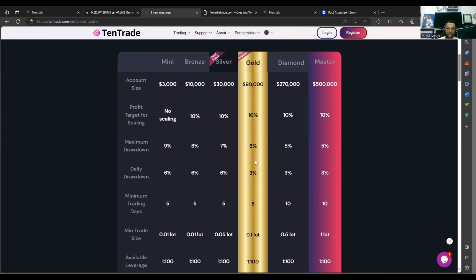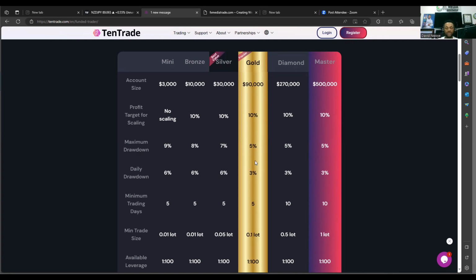And never forget this: once you make profit from your real funded account, you can actually move your money into your normal funding account, then you trade normally in that place. So you can have multiple accounts in Tentrade. Diversify your funds.